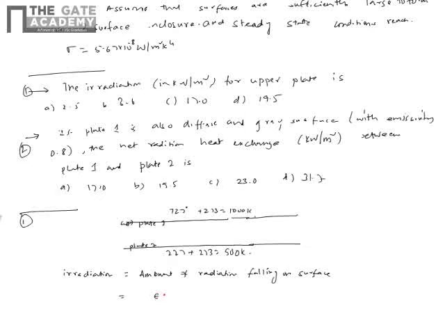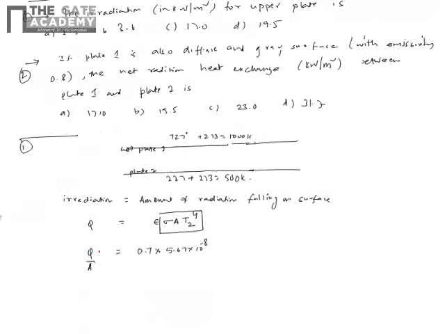The amount of radiation emitted by plate 2 is emissivity times sigma A T to the power 4. Sigma A T to the power 4 is the black body emissive power, multiplied by emissivity because it's diffuse. Let's calculate this. Emissivity for the plate is 0.7, Stefan-Boltzmann constant 5.67 × 10^-8. Area I don't need because it is asked per meter square, so I'll take area to the left hand side. T to the power of 4 is 500 to the power of 4.